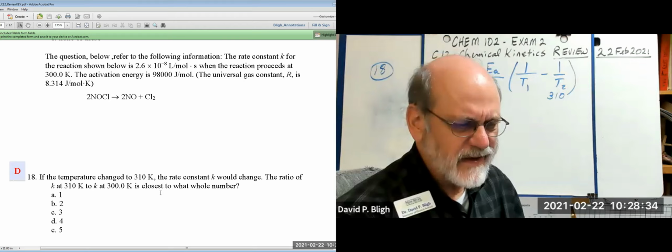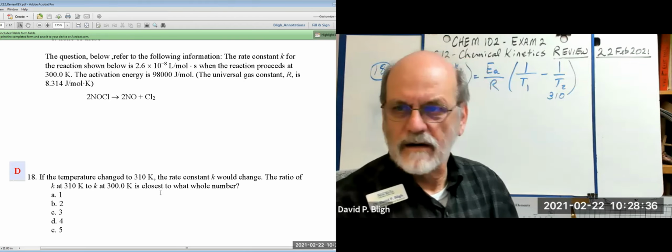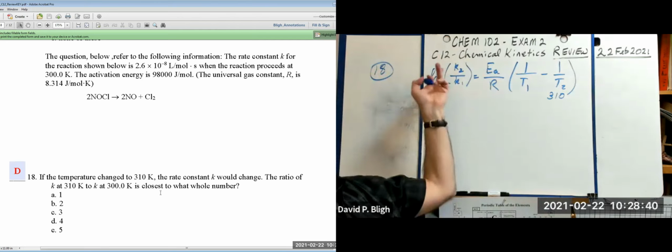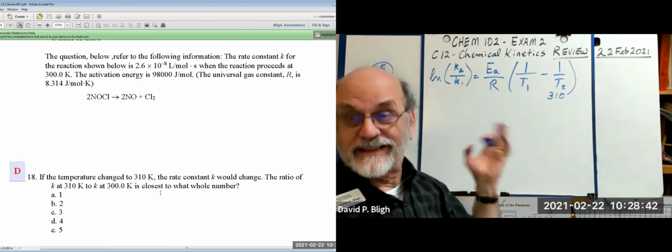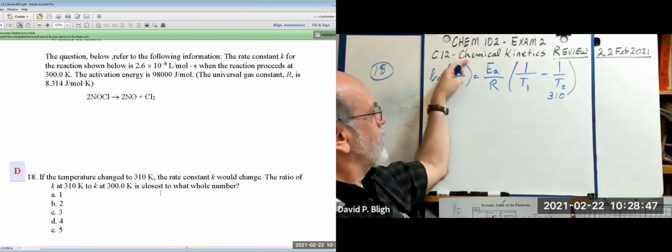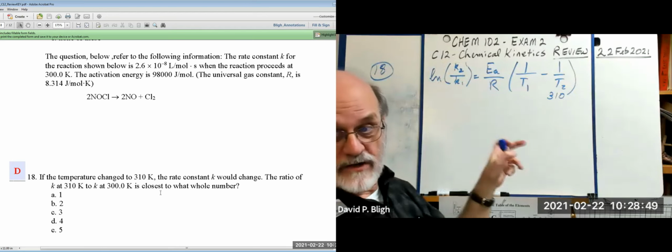Do we even need the K? The question asks for the ratio, right? What's the ratio of the two? We don't even need the K. All we need is that ratio. That is our unknown right there, that ratio.